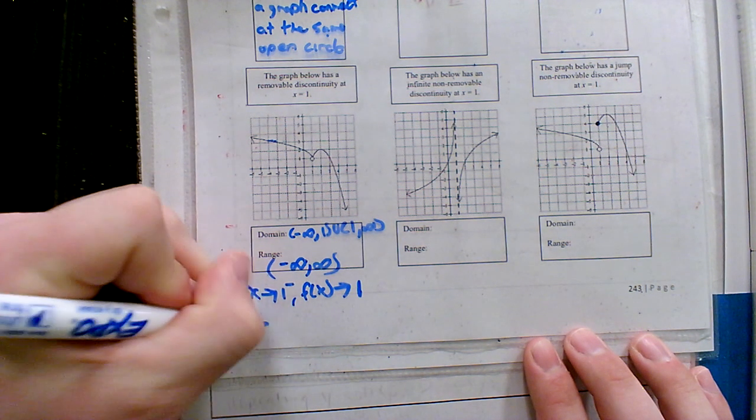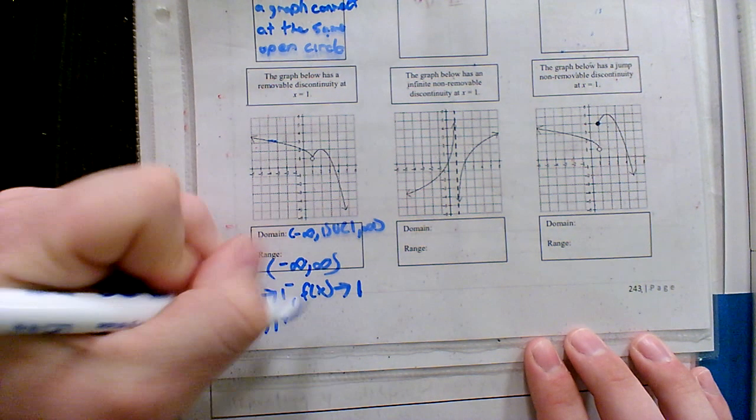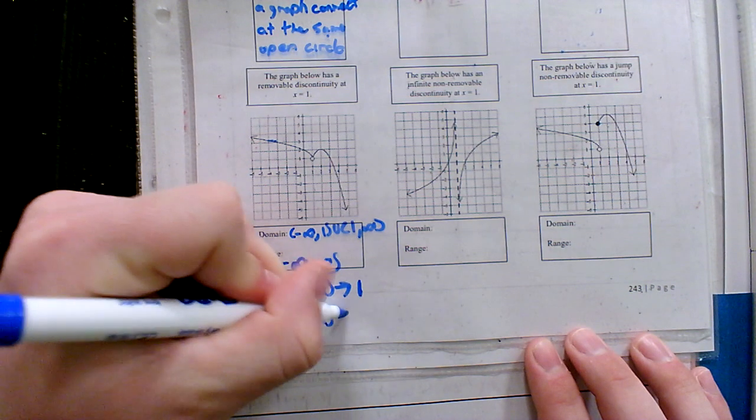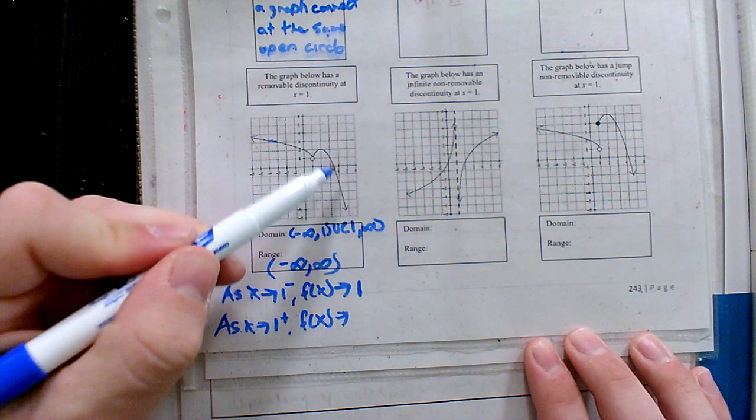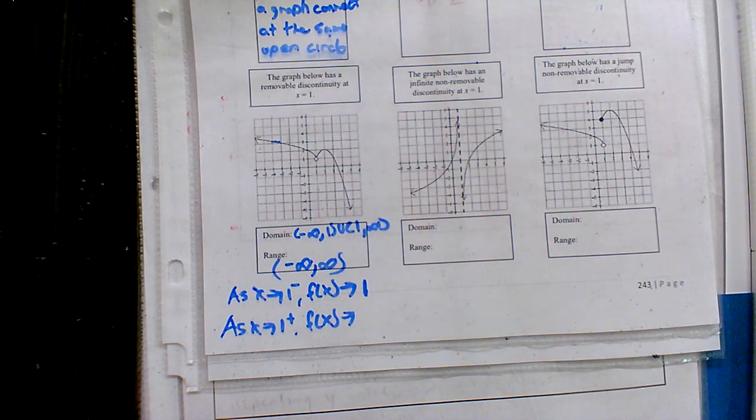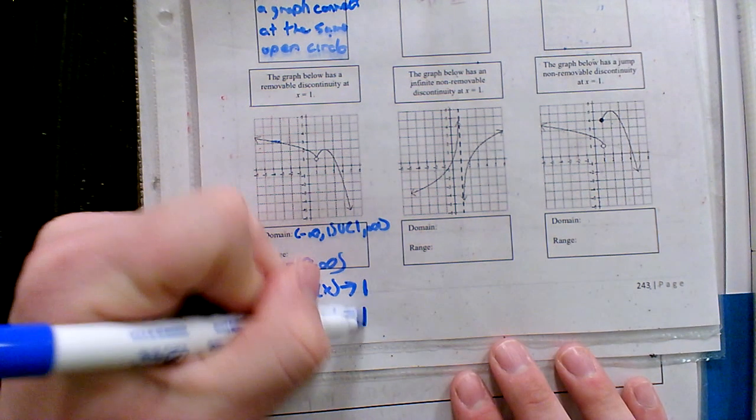As x approaches 1 from the right side, f of x approaches what? So if you're following your graph from the right side and going towards x equals 1, what number does it go close to? 1.